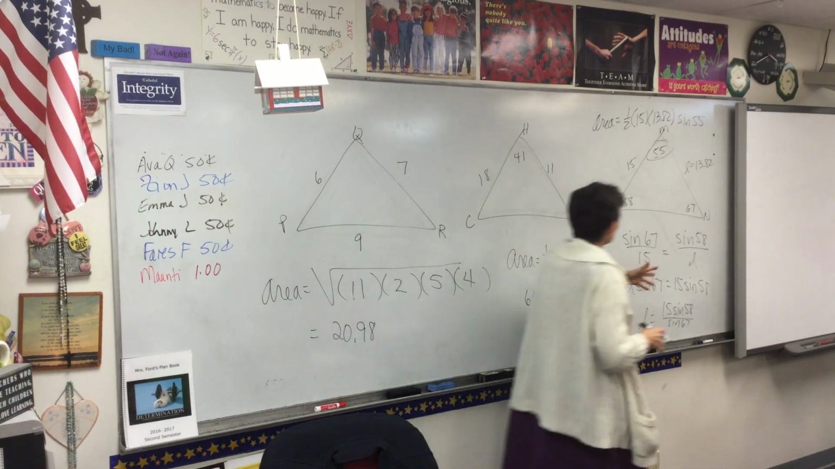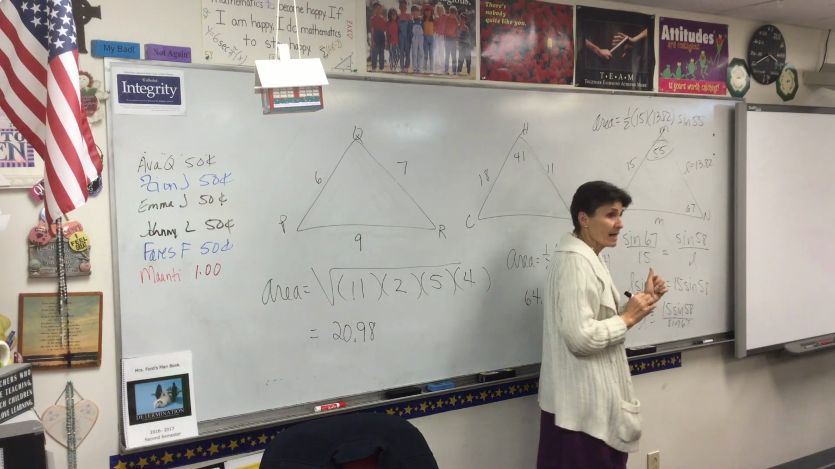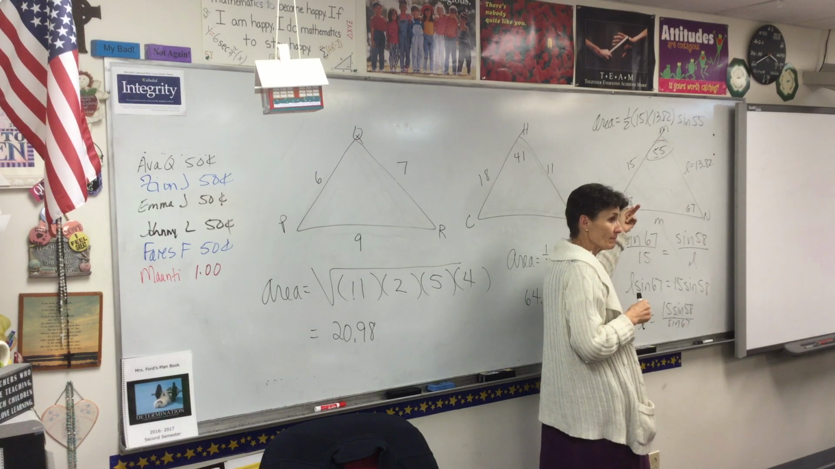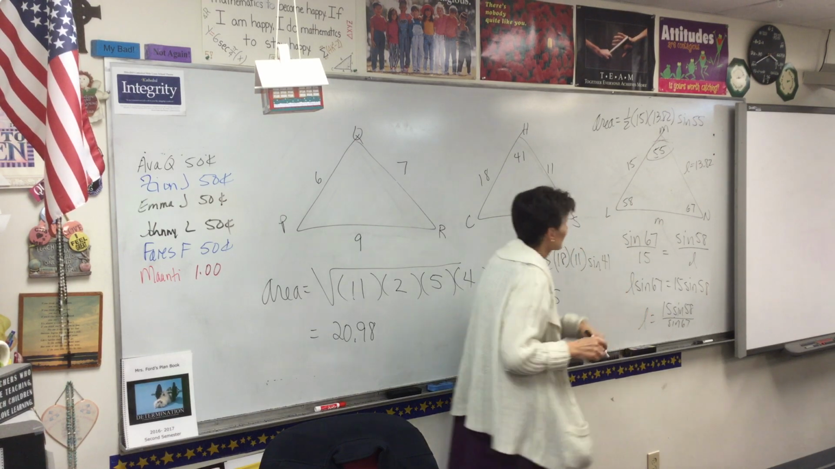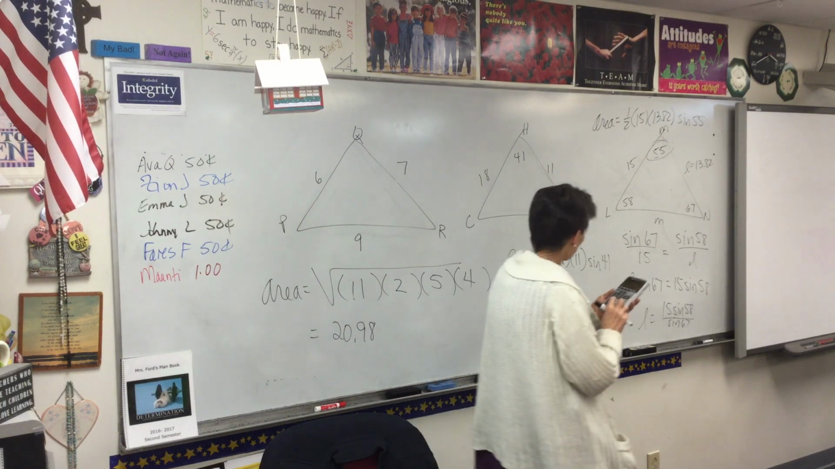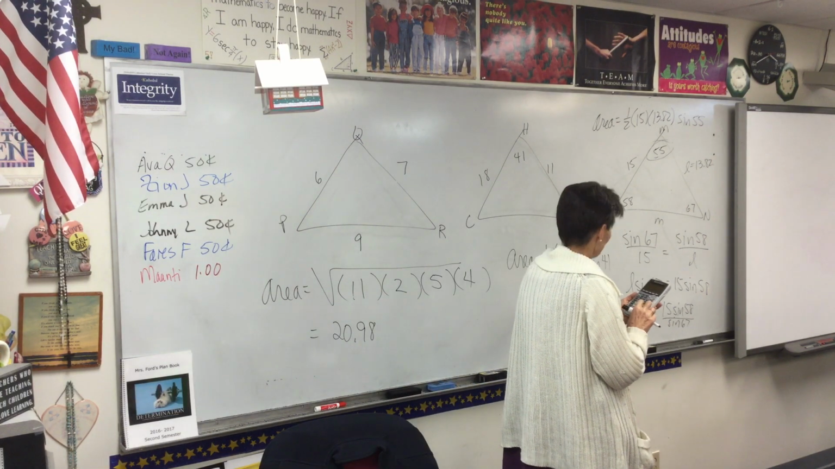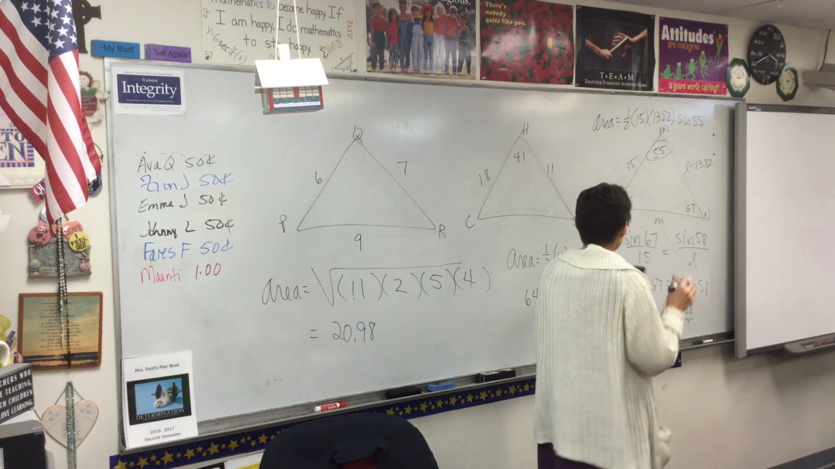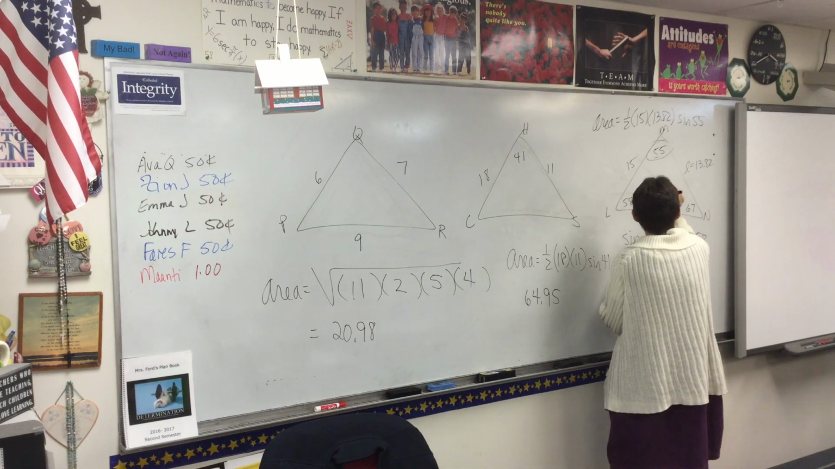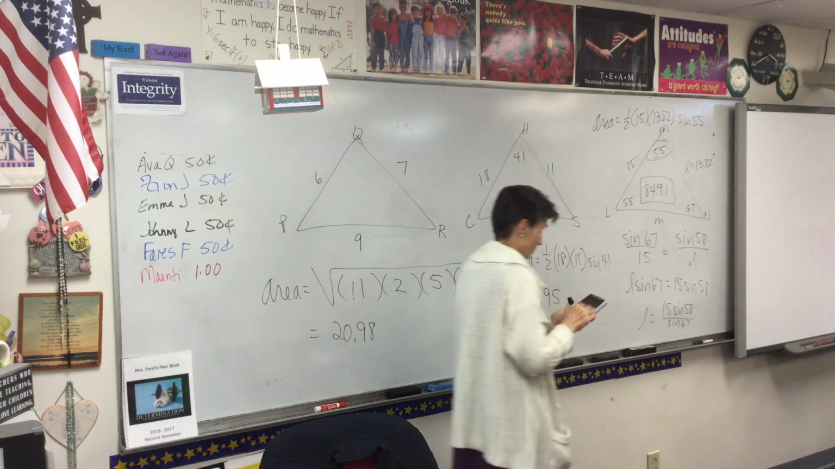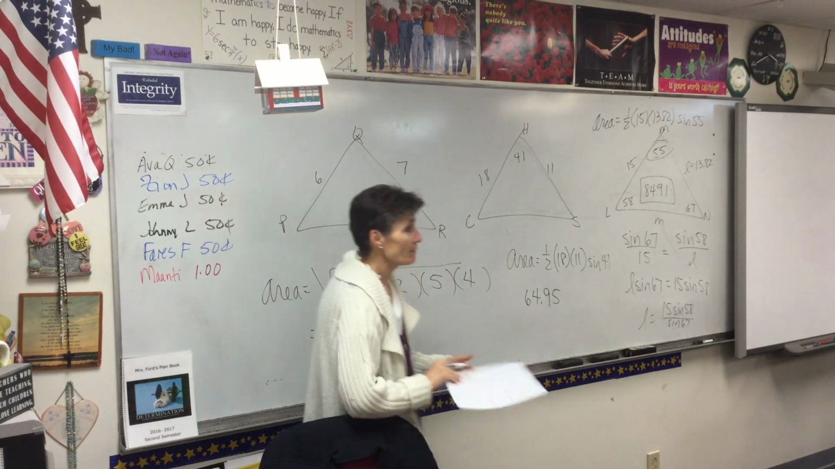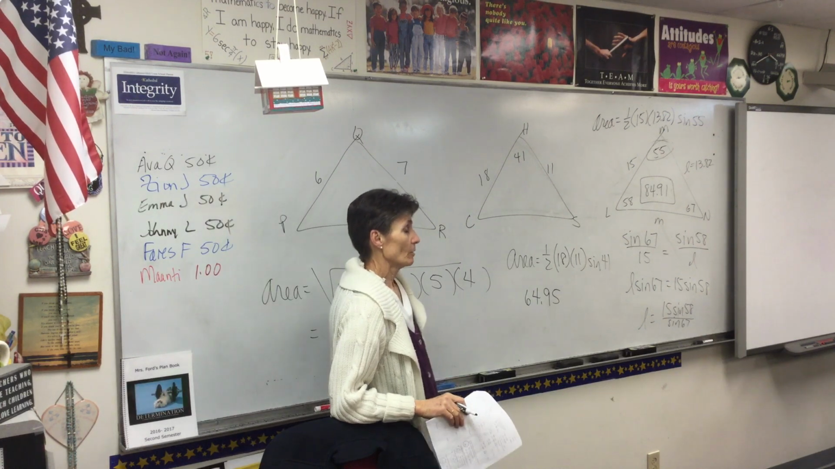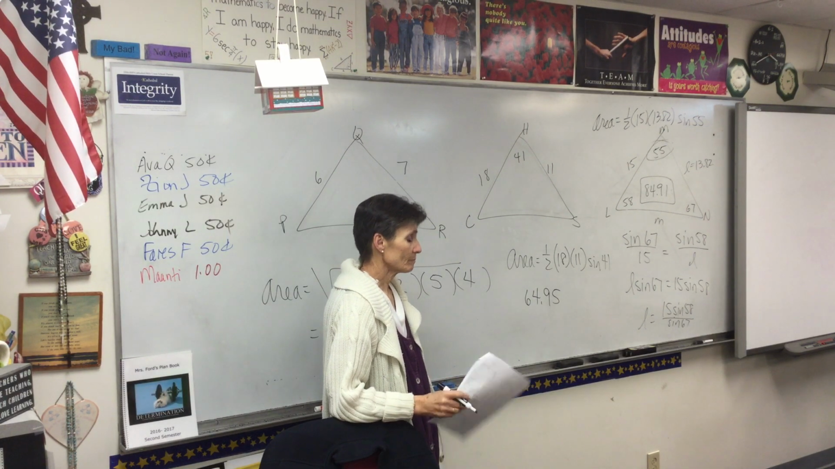Now, we decided to find l, but could we have found m? Yes, and if we had found m, then we would use angle 58. So your area should have been 84.91. Does that look right? Don't let me mess up, is that right? Okay.